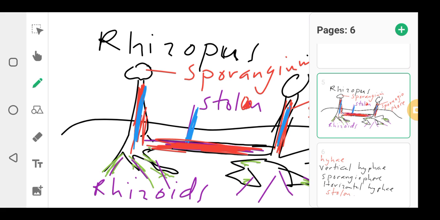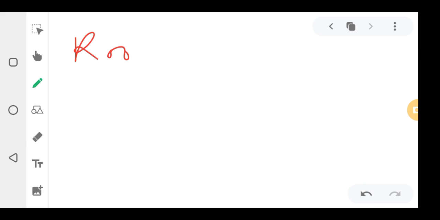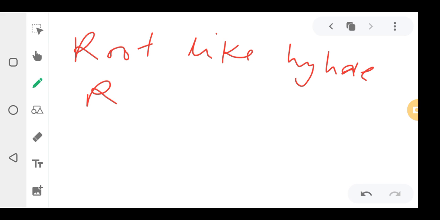So we have explained the vertical hyphae. What about the root-like hyphae? These are called rhizoids. The ones that look like roots are called rhizoids. Hyphae, as in hyphae.